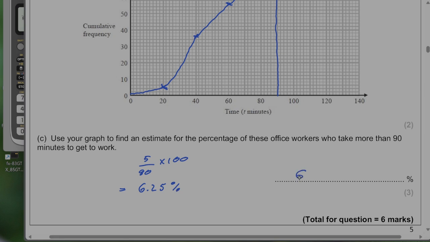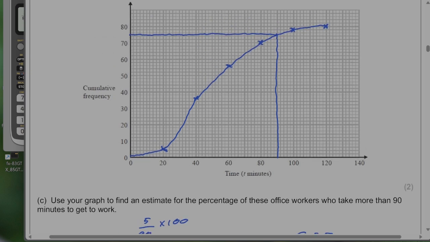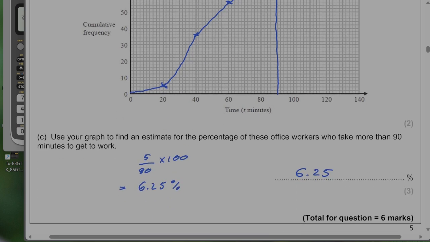And there'll be a range of answers that would be acceptable here. Mine's roughly 75, but if you had anything between 72 and 76, that would be fine. So anything in between 5% to 10% is absolutely fine.